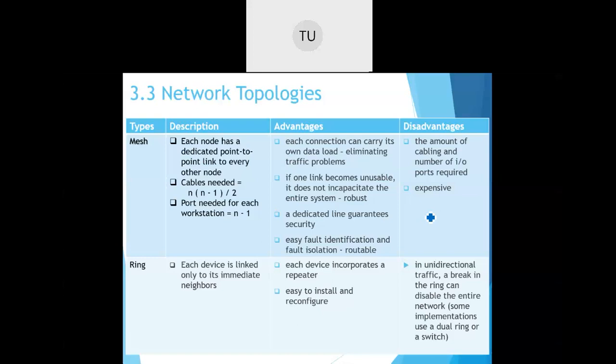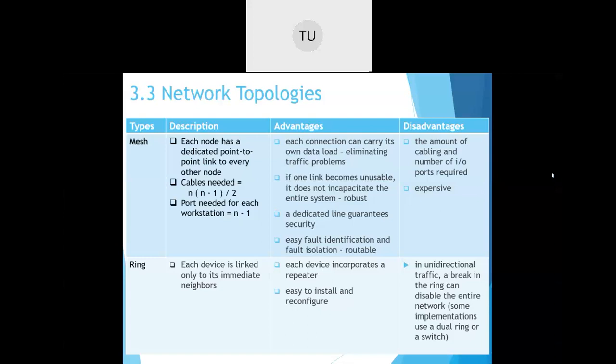Okay, and so on. The advantages of mesh topology. Each connection can carry its own data load, eliminating traffic problems. It means that, like we have discussed just now, if one cable has a problem, it does not affect the rest of the network. If one link becomes unusable, it does not incapacitate the entire system. A dedicated line guarantees security, easy fault identification, and fault isolation.